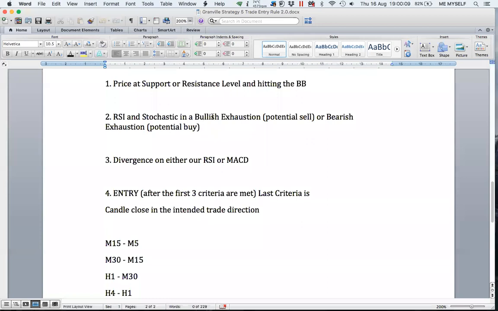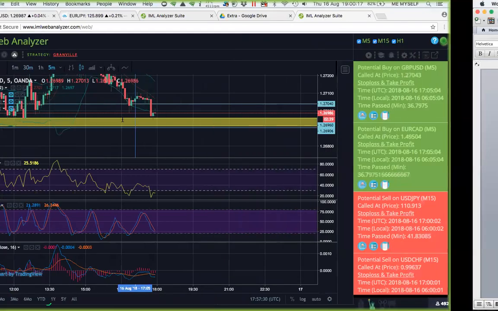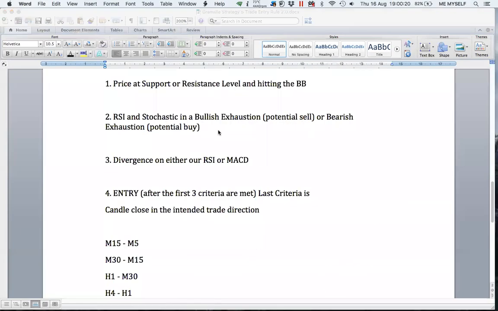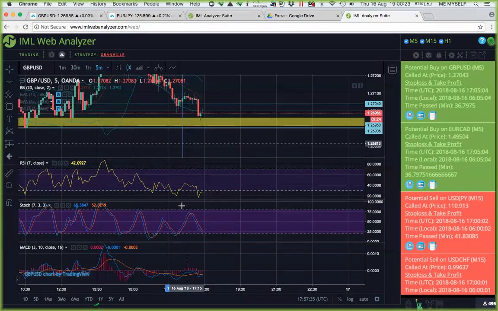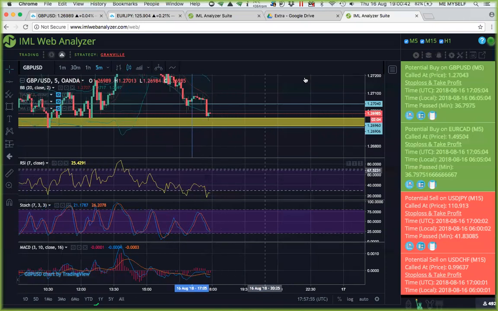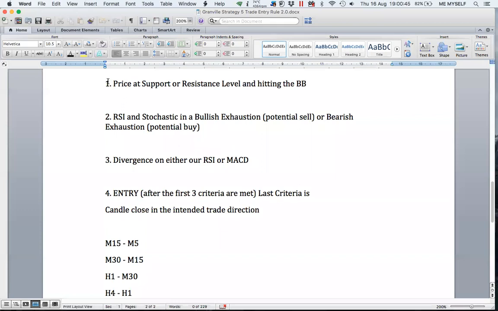Then I want to see RSI and stochastic showing exhaustion, bullish or bearish depending on whether it's a buy or sell. So in this case, a bearish exhaustion, meaning I want to see our RSI well under the 30 mark, and our stochastic under this 20 mark right here. So that's all the bullish and bearish exhaustion. Those are met.